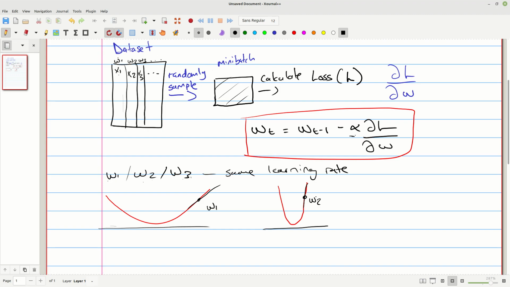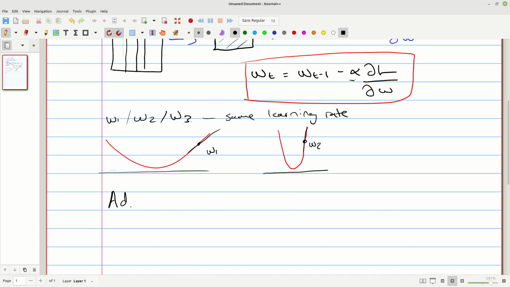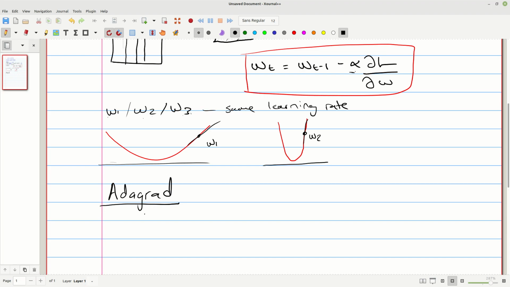So what we can do is introduce a new algorithm known as Adagrad. Enter Adagrad, which means adaptive gradient. What Adagrad is saying is, why not give each weight a different learning rate, right?